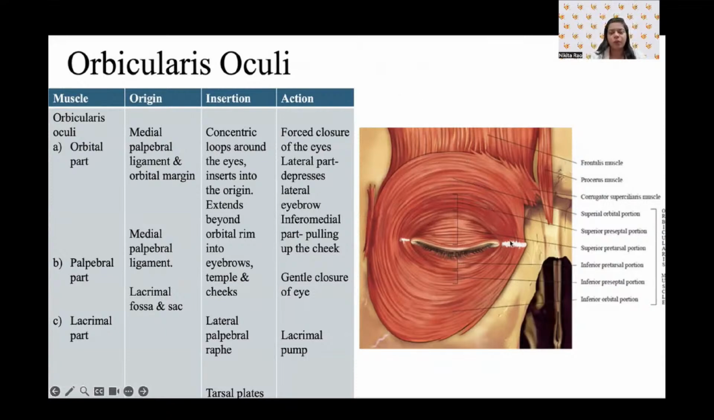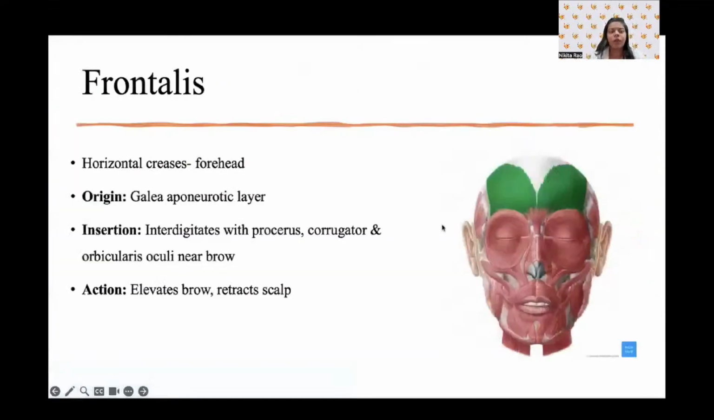It originates from the medial palpebral ligament and the orbital margin, and forms concentric loops around the eyes, extending beyond the orbital rim into the eyebrows, temple and cheeks. It mainly helps in forced closure of the eyes. The lateral part helps in depression of the lateral eyebrow, and the inferomedial part helps in pulling up the cheeks. Next is the frontalis muscle, which mainly causes horizontal crease lines over the forehead.